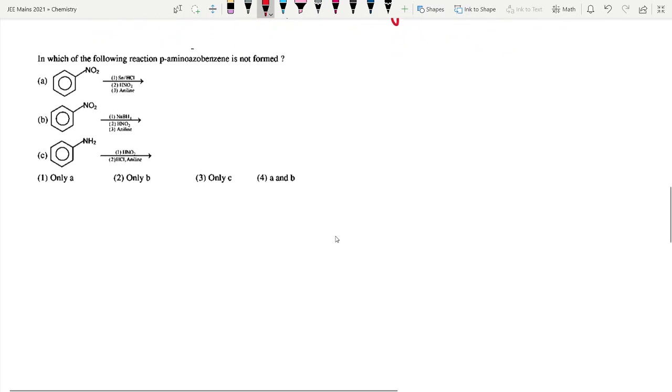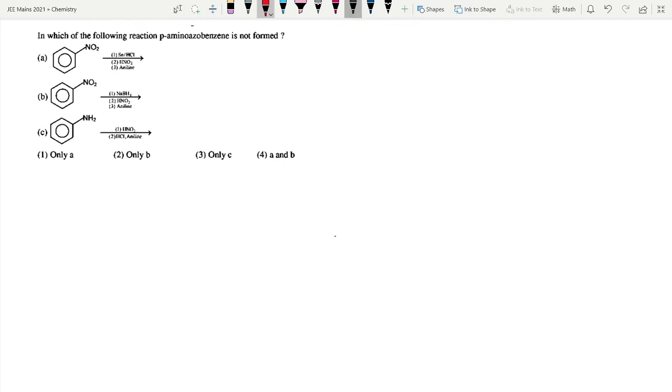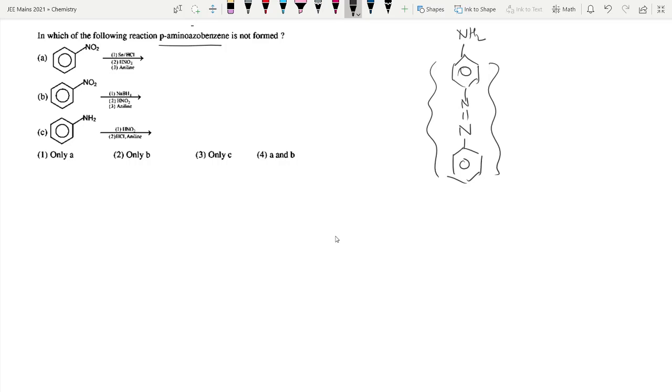Let's move on to the next one. In which of the following reactions p-aminoazobenzene is not formed? What is p-aminoazobenzene? So you have benzene, and p-aminoazobenzene is like this, and para you have amino. Azo means nitrogen, so two benzene rings linked by nitrogen in extended conjugation, this is azobenzene. This is something you need to remember. Azobenzene is like this, and p-amino.